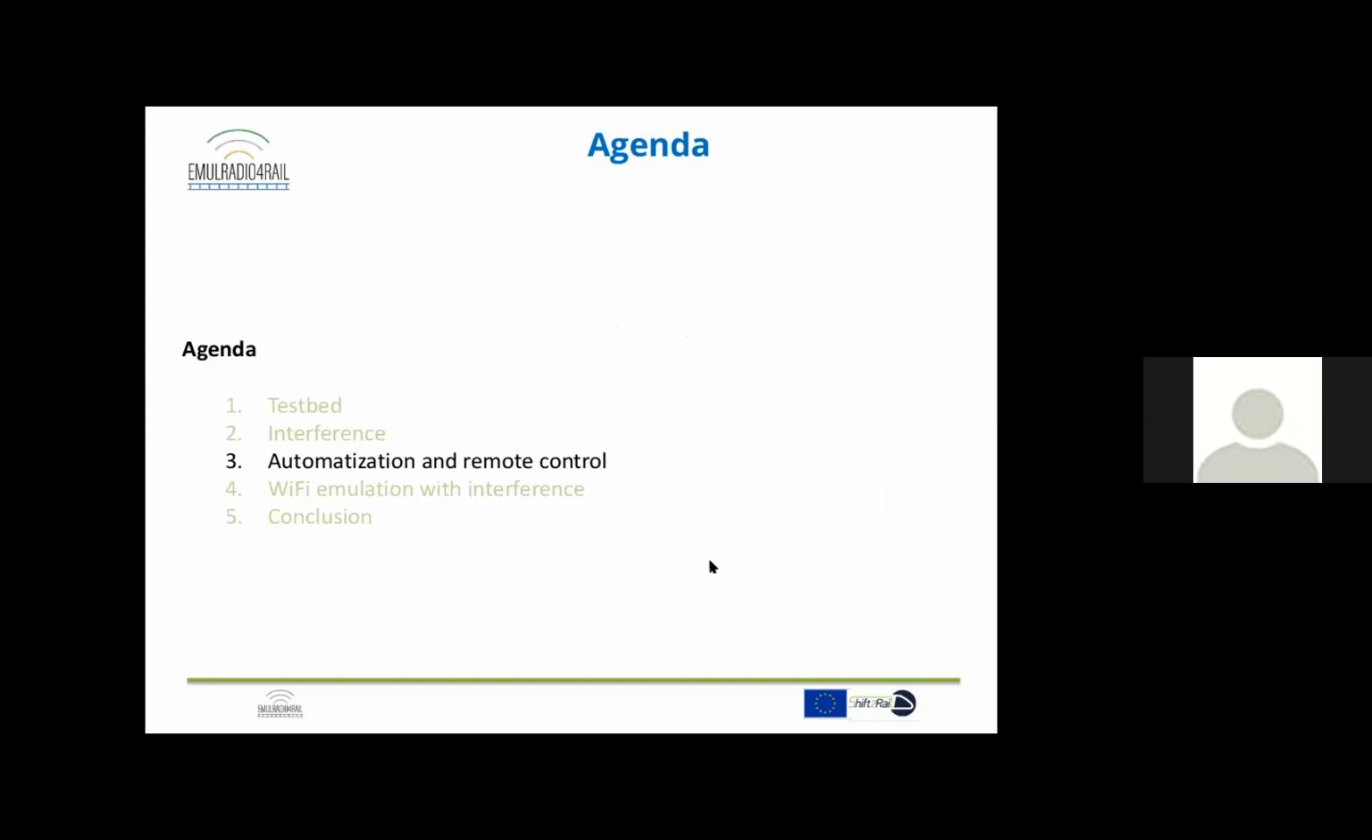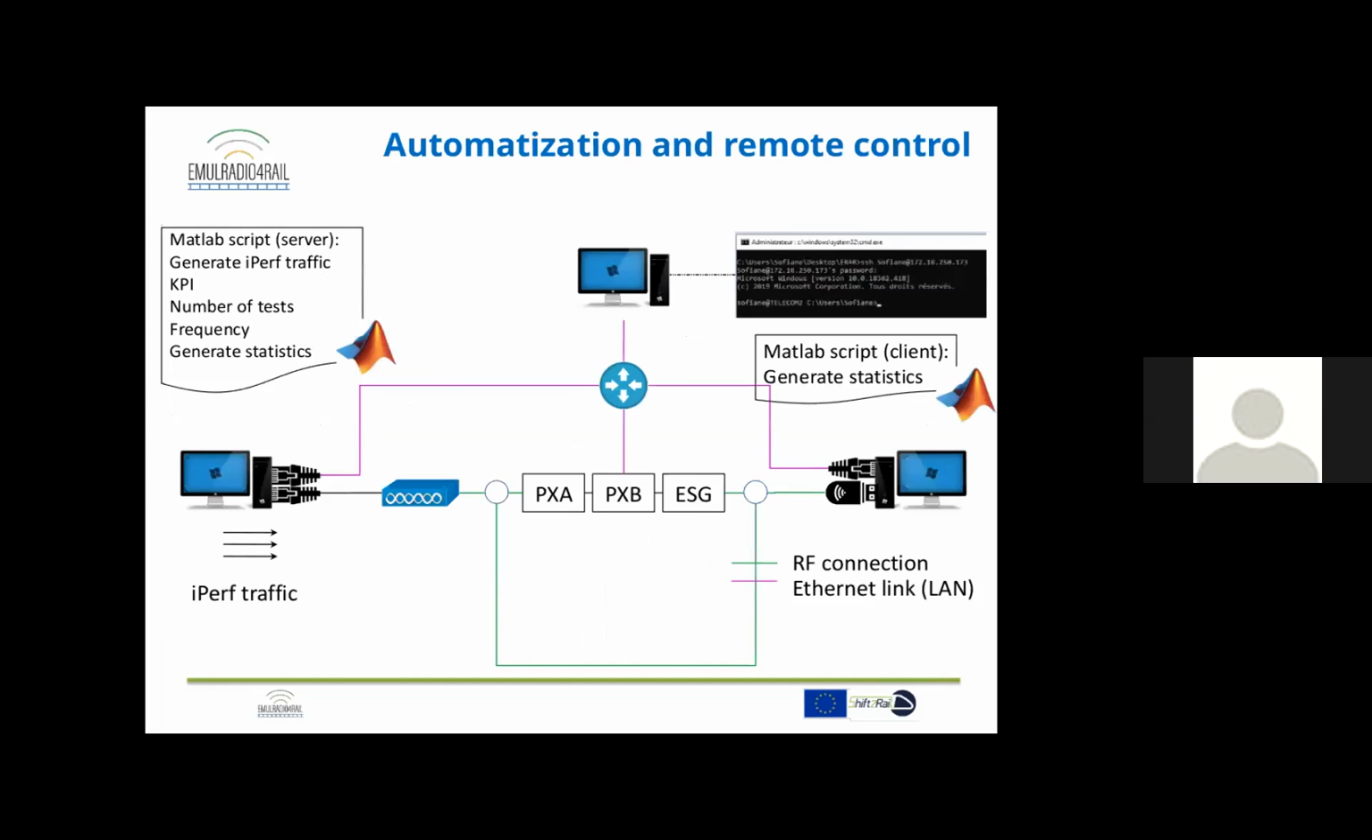For automatization and remote control, to automate tests, we programmed MATLAB scripts. Within these scripts, we can choose the KPIs, the number of tests, and the frequency or delay between the test batches. These scripts also allow us to automatically generate statistics on the results. At the same time, we can fully control our test bed remotely through SSH sessions.